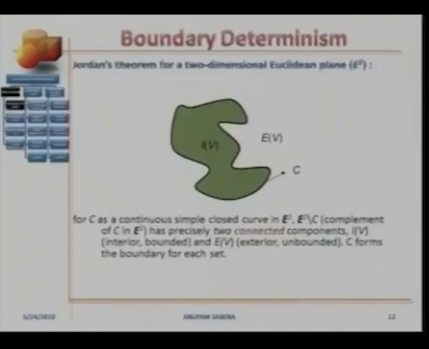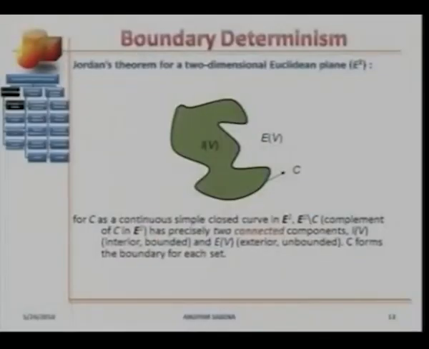Of these, boundary determinism was actually a property that set the base for this course. In simple English, this property essentially says that you draw any curve on a plane. That curve needs to be simple and closed. That should not be self-intersecting. And that curve would divide a two-dimensional plane into two regions. One region will be lying inside the curve, and the other one will be lying outside the curve.